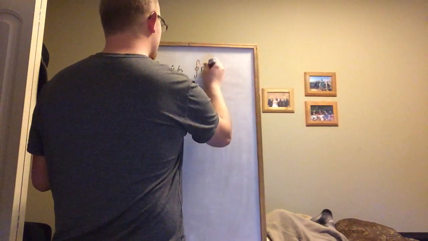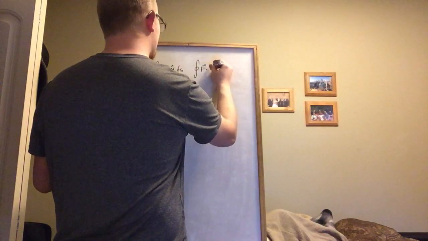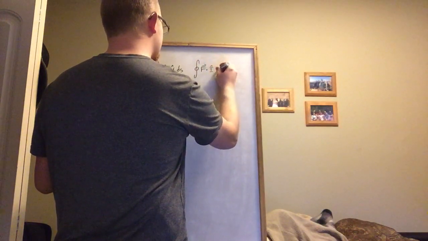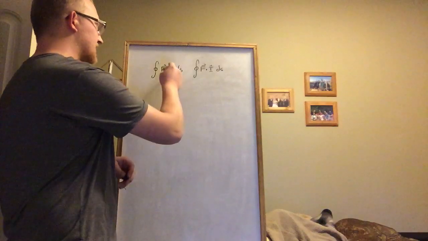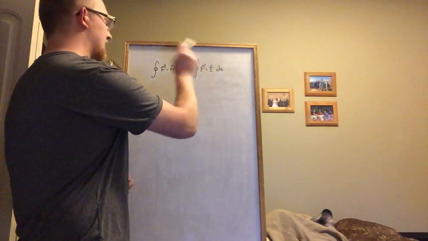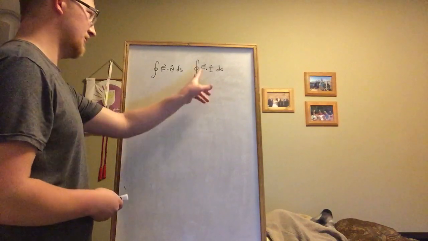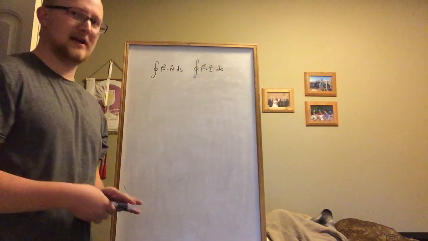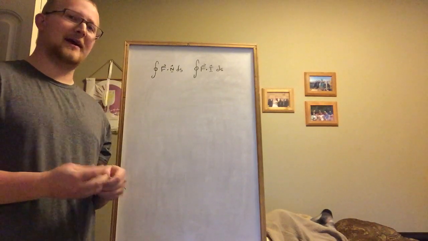The one that I have written here on the left is the flux, and the one I have written here on the right is the circulation. The only difference is that the vector field in flux is dotted with the normal vector. In the circulation, we dot the vector field with the unit tangent vector. Beyond there, they're practically identical.